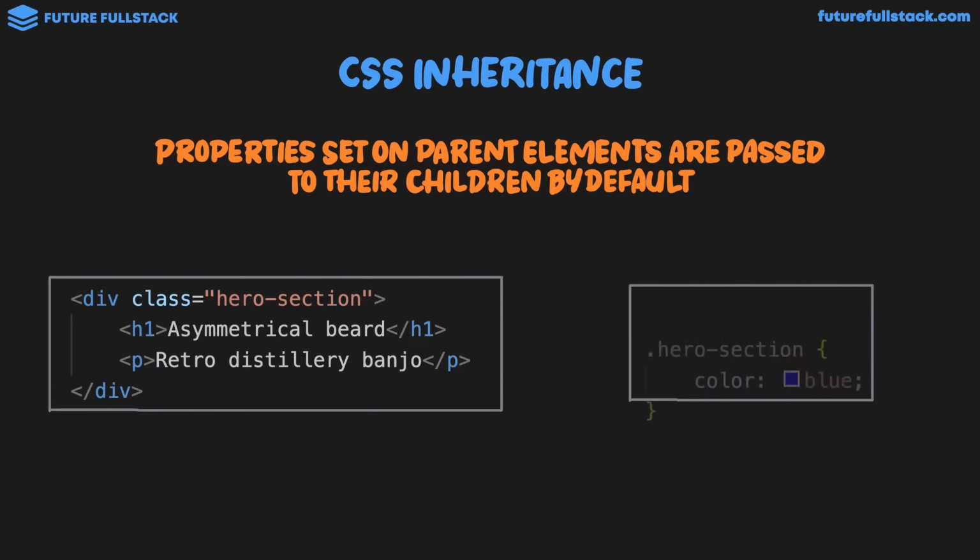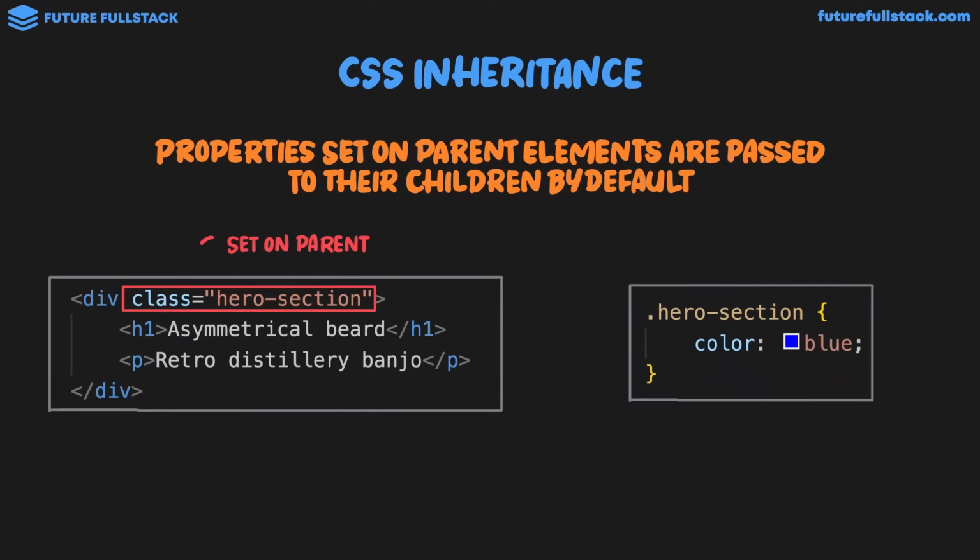Looking now at the CSS, we've added the CSS rule color blue to the hero section. Now this rule is set on a parent. So what happens here is the parent element passes down this styling to its children. So the H1 and paragraph get this blue color. And we say the blue color is inherited. So that's the basic idea of inheritance. Properties set on parent elements will be passed down to their children.